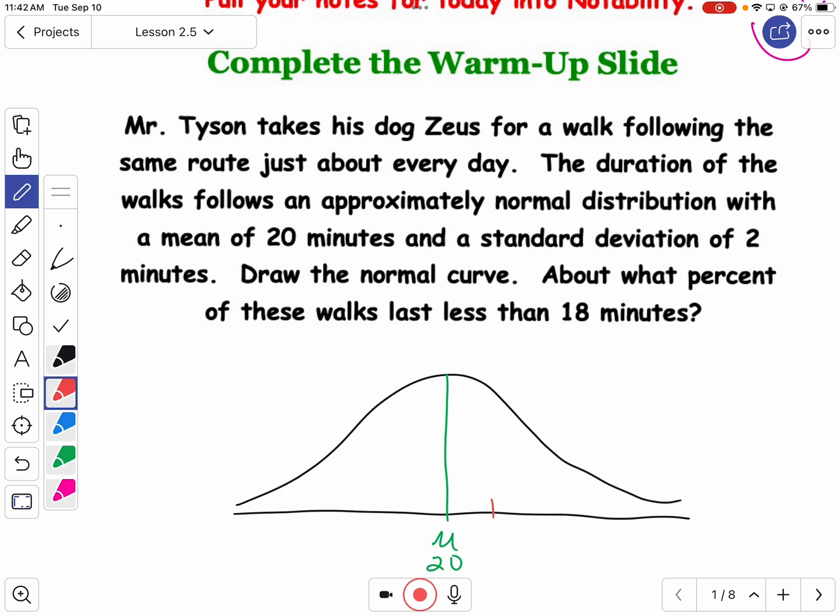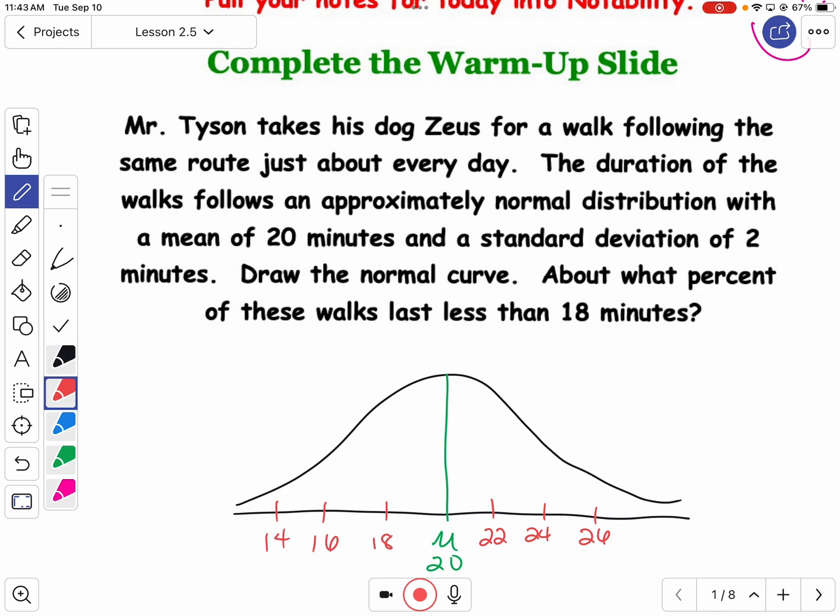And then we use our standard deviation how many times? 3 each direction. Okay, when I go forward, I use my standard deviation. Do I add it or subtract it? Add. So I'd have 22, 24, and 26. And then when I go backwards, 18, 16, and 14.